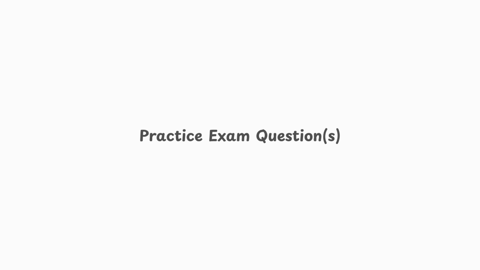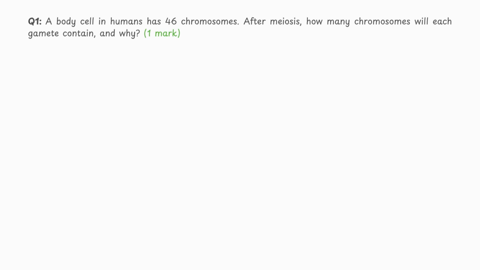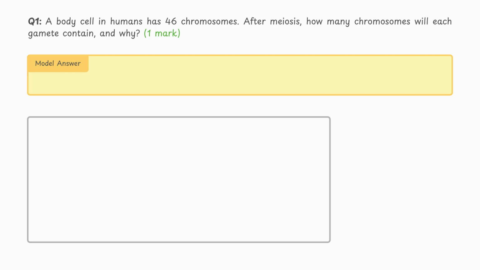Let's dive into some exam-style practice questions. You can pause the video and try it yourself. Question 1. A body cell in humans has 46 chromosomes. After meiosis, how many chromosomes will each gamete contain, and why?